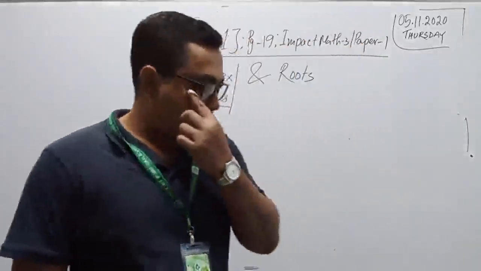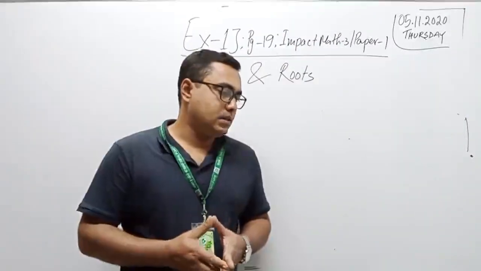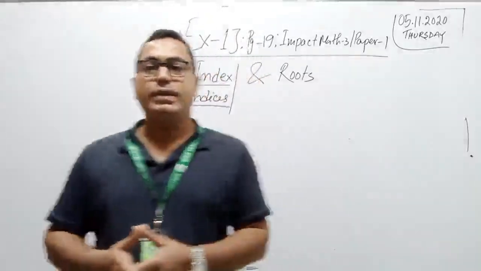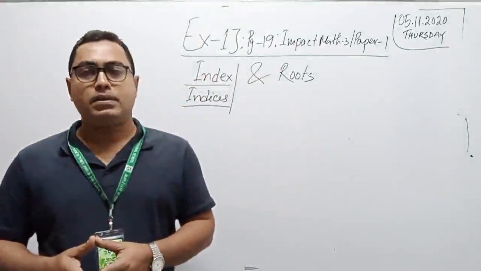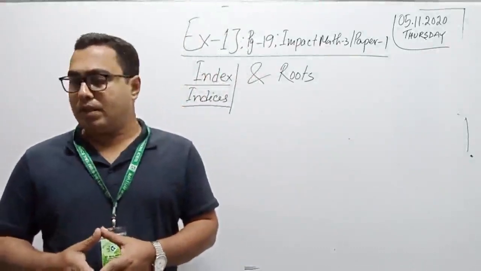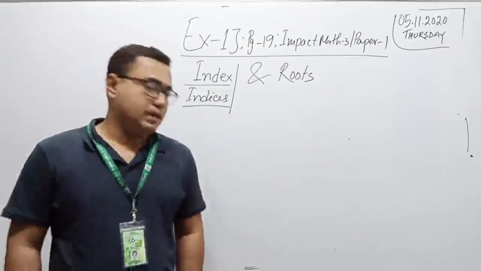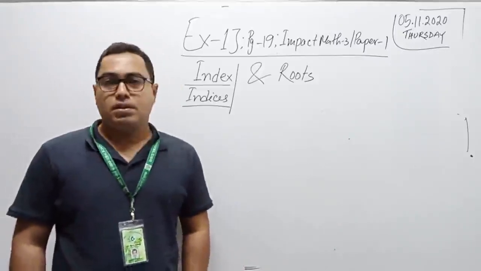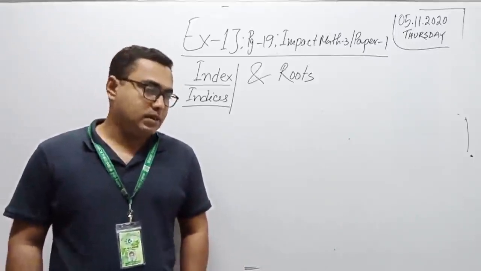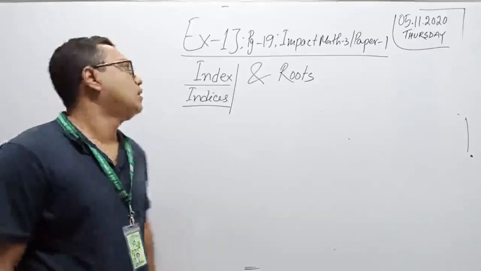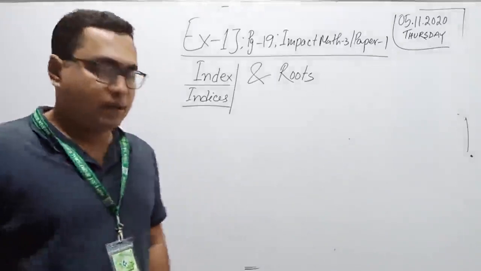In our last class, we solved a math problem from exercise 1I, number 3. At the end of the class, we solved it, and I'm going to explain it properly. If you have any confusion, if some of you didn't understand, then leave a question. I'll try to explain it at the end of today's class. Today we will start a new exercise, exercise 1J, page number 19, Impact Maths 3, Paper 1.